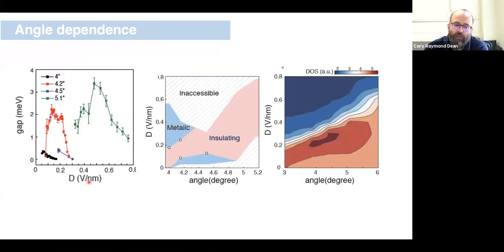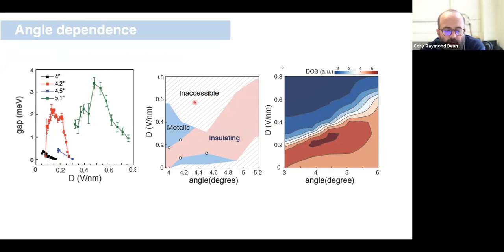Okay, so here's a summary of the experimental data again. On the left, all I'm plotting is, for select twist angles, how the size of the gap at half filling varies as a function of D. And what you see is that, as I just said, the range of D over which the gap exists is bounded. But also the magnitude is different for the different twist angles. The largest gap at half filling actually appears in the 5.1 degree device.